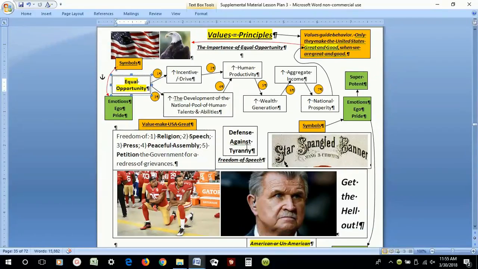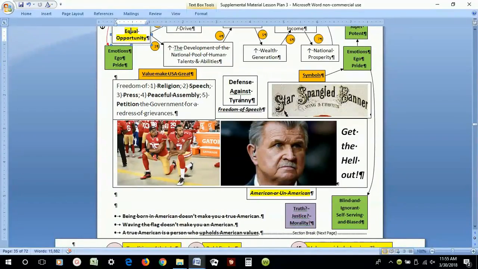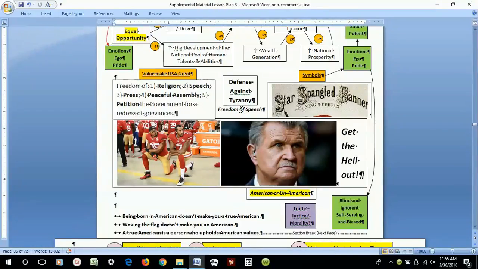Okay, let's see here. Let me give an example. So here's an example of those symbols are driven by emotion, ego, pride, but that makes them super potent, right? These are powerful, right? So one example of symbols versus values is Star Spangled Banner versus freedom of speech. This is kind of a hot topic, I guess I should say, right? Example is, standing up for the Star Spangled Banner, right? For some people that's very important.